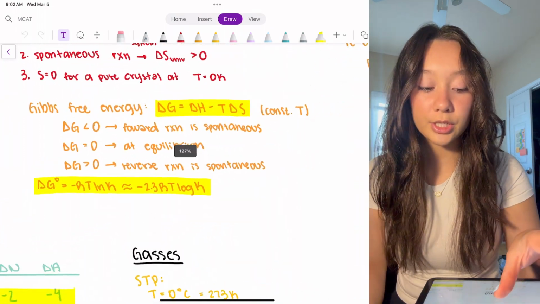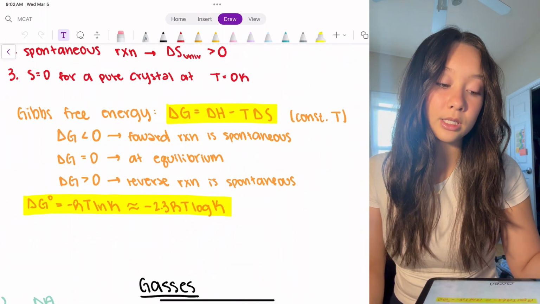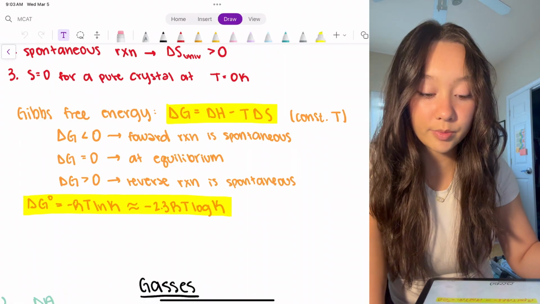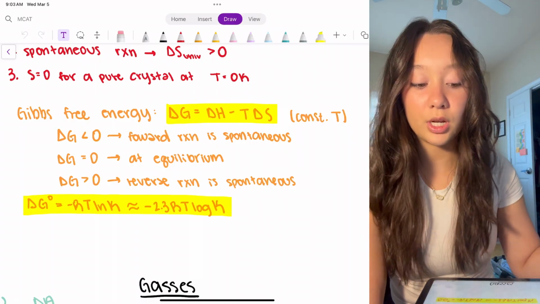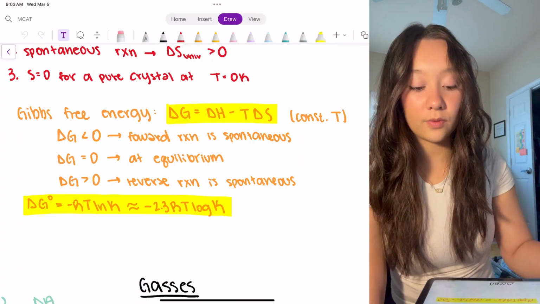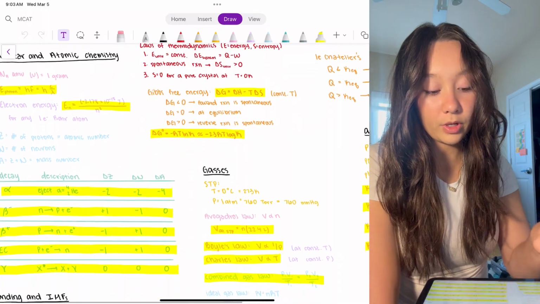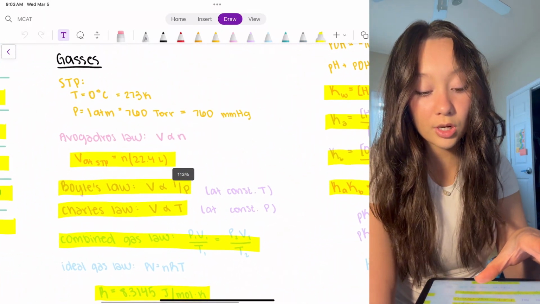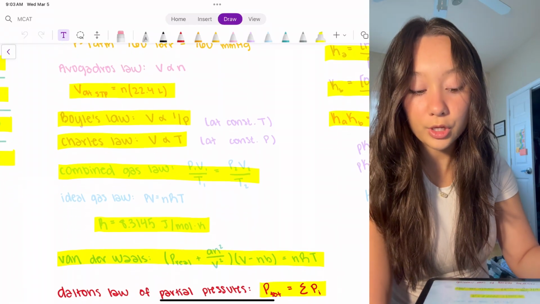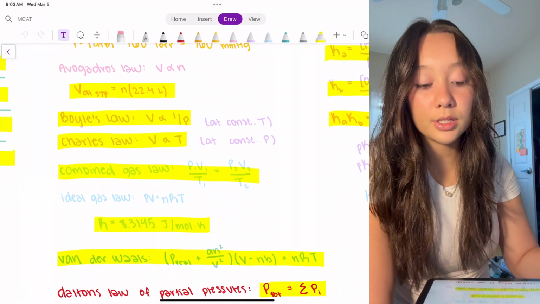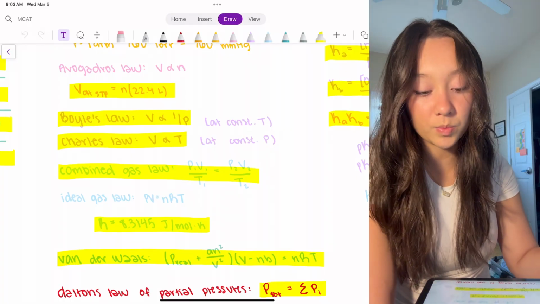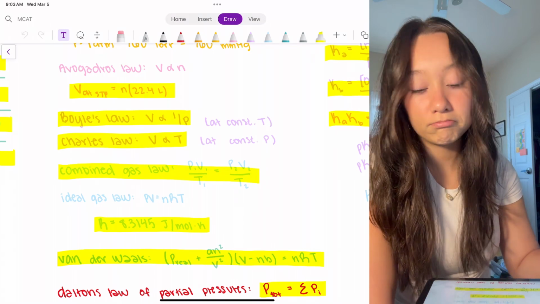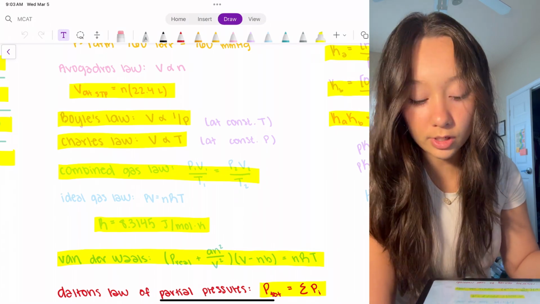Gibbs free energy, change in G equals change in H minus T delta S. Remember, G is our Gibbs free energy, and that is going to be a determination of spontaneity. G is also negative RT natural log of K. Now moving on to gases, standard temperature and pressure. This is talking about Boyle's law, Charles' law, just talking about the differences in the relationships between these values. But if you know the ideal gas law, PV equals nRT, then you can derive all of this yourself. You don't need to memorize all of these.